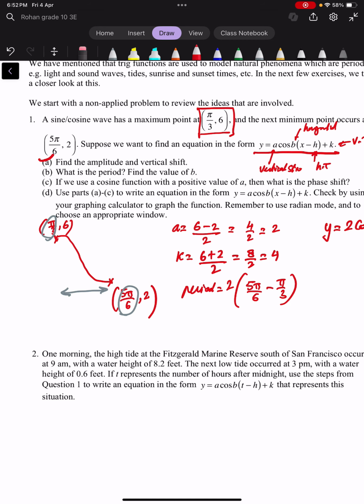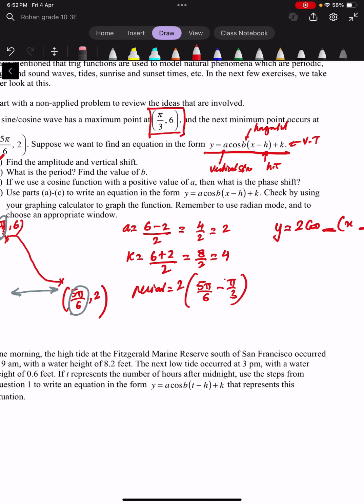Whatever answer you get, you'll multiply that by 2. So 3 pi by 6. That will be 2 into 2 pi by 6, which is 2 pi by 3. That is your period. And what's the value of B?